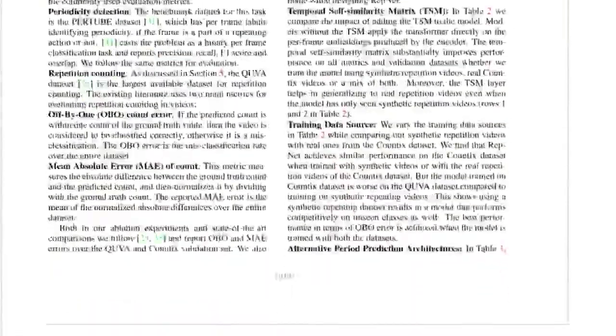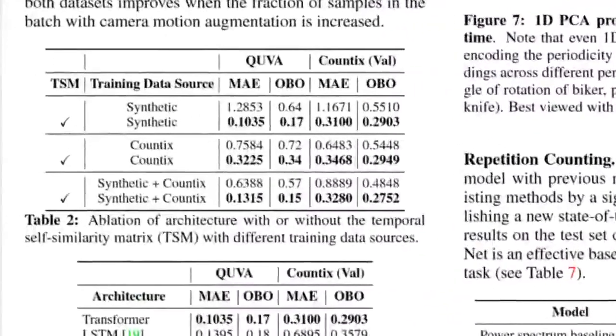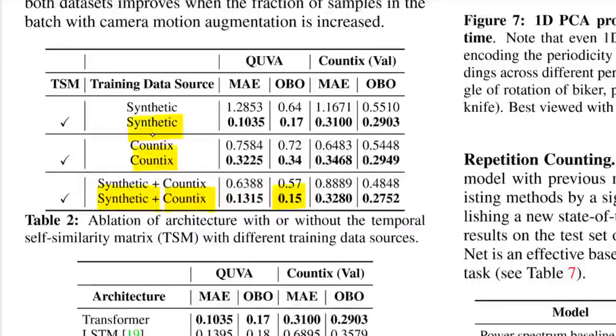So in their experiment, first of all, they perform pretty well, and they show that if they train on their data set and on the synthetic data set, they perform better than if they just train on the synthetic or just train on their data set. They also show pretty clearly that the addition of this temporal self-similarity matrix helps tremendously.